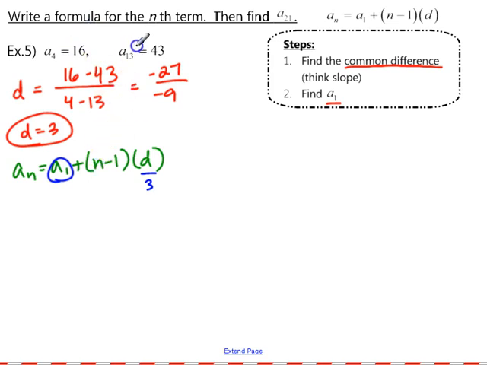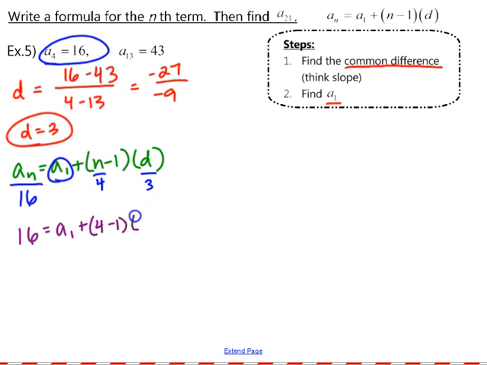We are given two terms to begin with, and it doesn't matter which one you pick, but this is what we're going to use. I'm going to take the first one. The fourth term, n, is equal to 16, which represents our a sub n. So now let's substitute these values in, and so we see what we have. So we have 16 equals a sub 1 plus 4 minus 1 times 3. So now we're going to solve this equation for a sub 1.